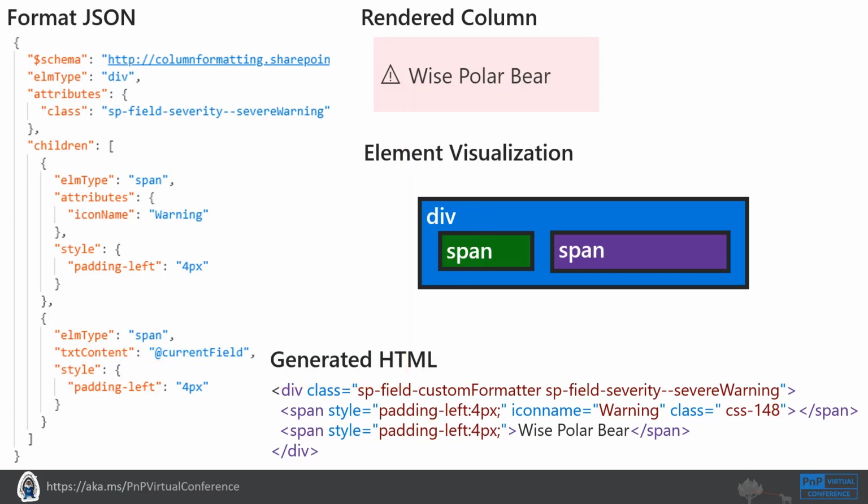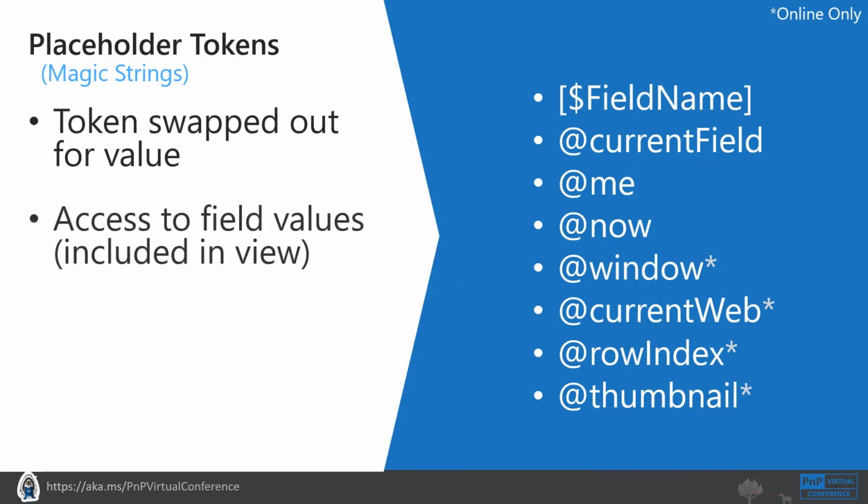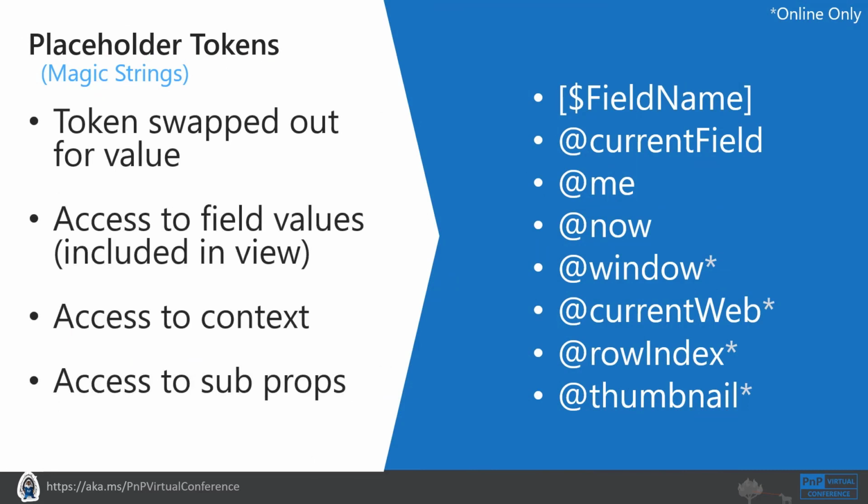We mentioned this idea of placeholder tokens, or I like to call them magic strings. The whole idea is, there's a bunch of these, and you're just going to take whatever that token is and swap it out for the value. So this is going to allow you to access other field values. That's what that field name represents up there, including their sub-properties.